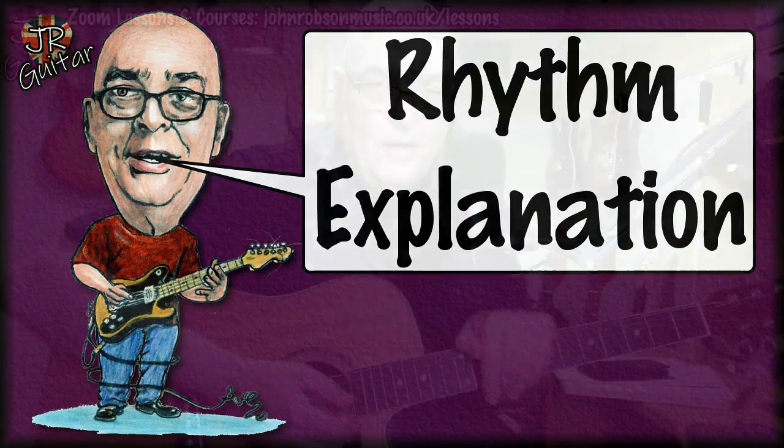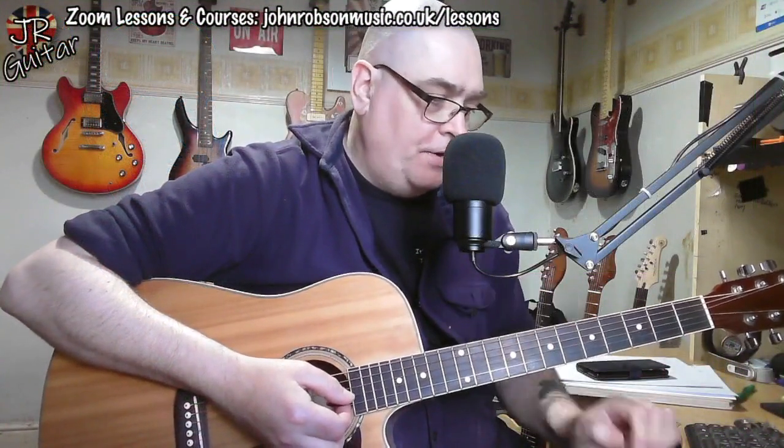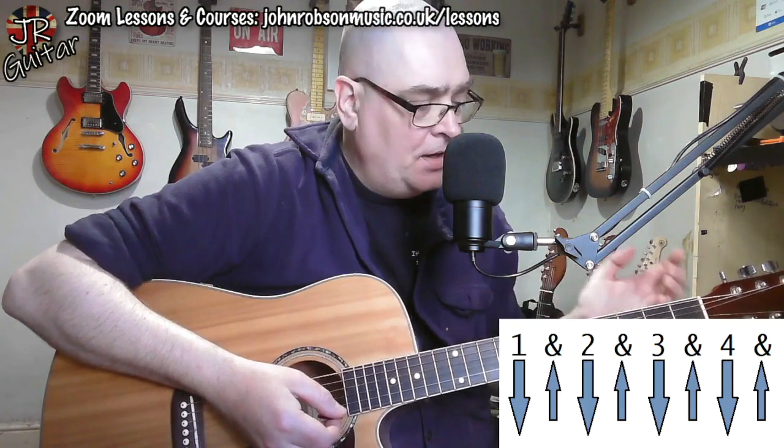Okay then, let's start off with a basic down-up strumming motion that goes like this. We're counting 1 and 2 and 3 and 4 and, and we're strumming down on all of the numbers and up on all of the ands. This is sometimes called 8th note strumming because there are 8 strums there, basically 4 downs and 4 ups. Or it's sometimes referred to as quaver strumming. Quavers and 8th notes are just different words for the same thing.